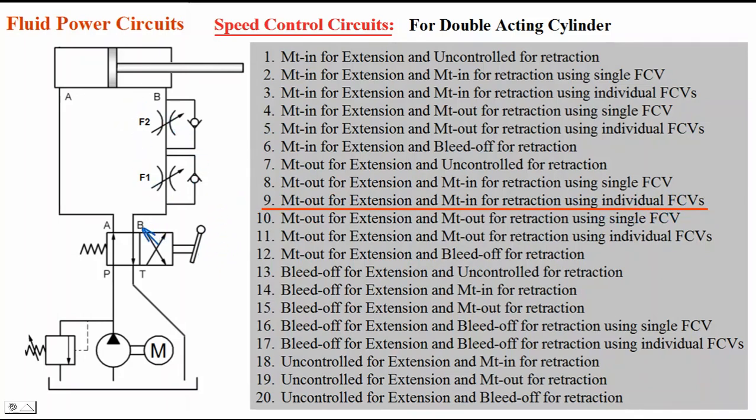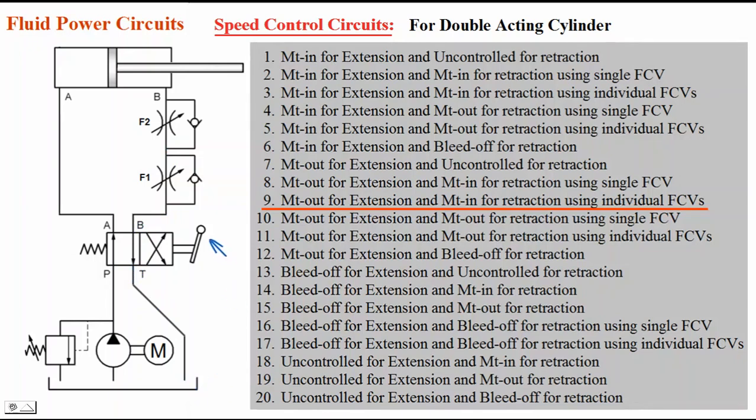Okay, when the lever is kept in this position, P to A, B to T connection is there, oil is flowing to the A port of the cylinder, from the B port oil is coming out, so that's why the piston is extending. And during this extension, oil which is coming out of the cylinder is flowing through F2. Okay, it has to flow through this F2. So that's why it is meter out for extension. Okay, and oil will flow through this check valve and it will flow back to tank.